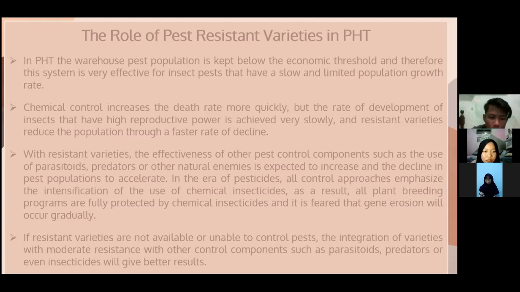If resistant varieties are not available or unable to control pests, the integration of varieties with moderate resistance with other control components such as parasitoids, predators, or even insecticides will give better results.